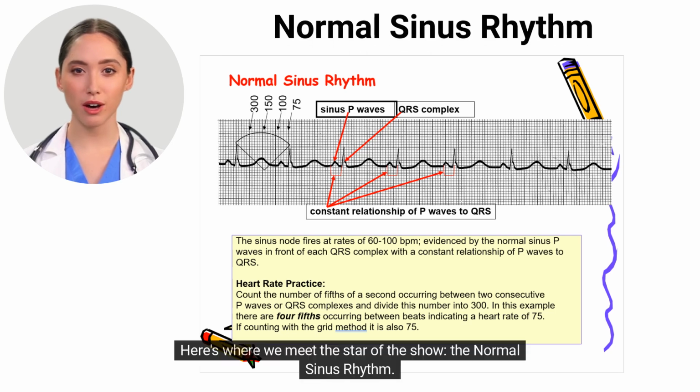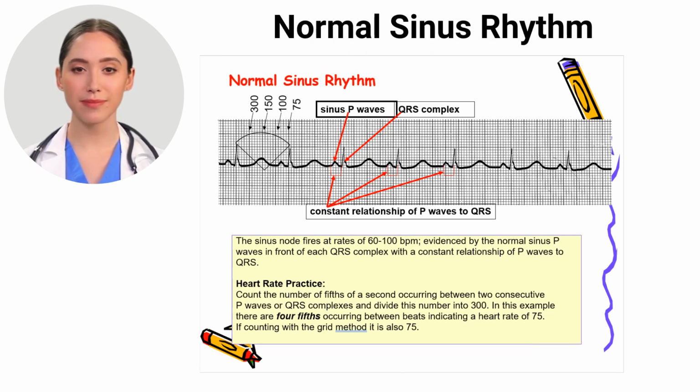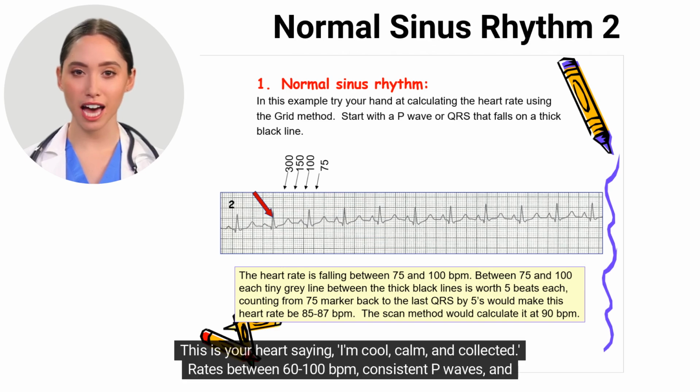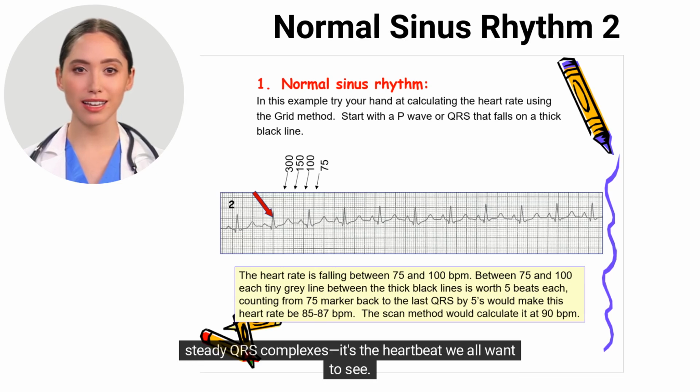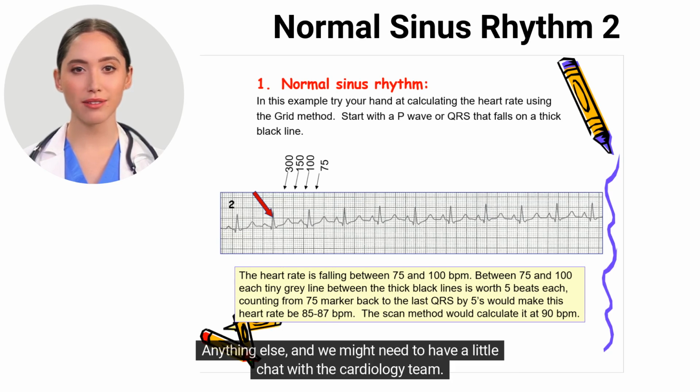Here's where we meet the star of the show, the normal sinus rhythm. This is your heart saying, "I'm cool, calm, and collected." Rates between 60 and 100 BPM, consistent P waves, and steady QRS complexes. It's the heartbeat we all want to see. Anything else, and we might need to have a little chat with the cardiology team.